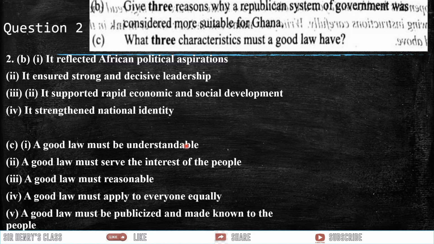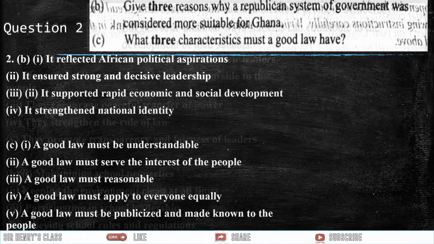2C, what 3 characteristics must a good law have? So 1, a good law must be understandable. A good law must serve the interests of the people. A good law must be reasonable. It shouldn't be a law that is difficult to understand or that doesn't make sense. A good law must apply to everyone equally, equality before the law. And a good law must be publicized and made known to the people, so they'll be abreast with the provisions of the Constitution, and then they will live their life as it is demanded of them from that Constitution.